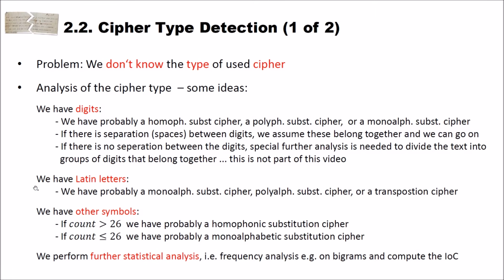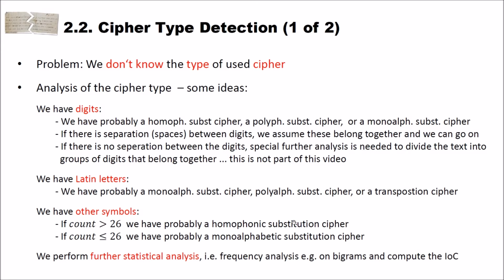We have Latin letters. And when we have Latin letters, we have probably a monoalphabetic substitution cipher, a polyalphabetic substitution cipher, or it could also be a transposition cipher. The next possibility is that we could have other symbols, like special symbols, like astrologic symbols or so on. And what you do then is you count the number of different symbols. How many symbols were used? And if this count is more than 26, we have probably a homophonic substitution cipher.